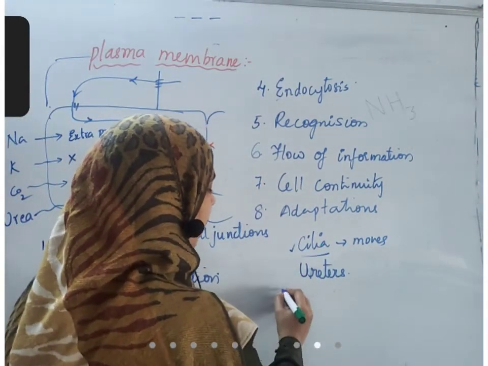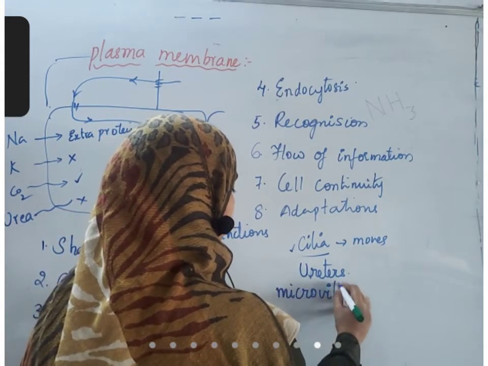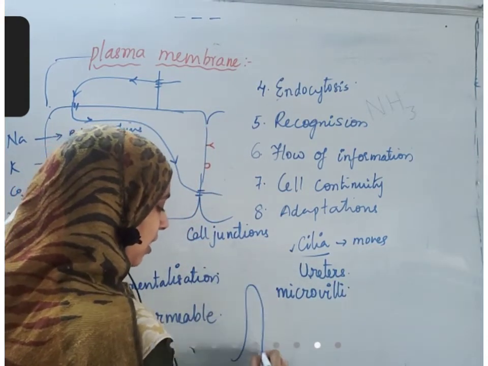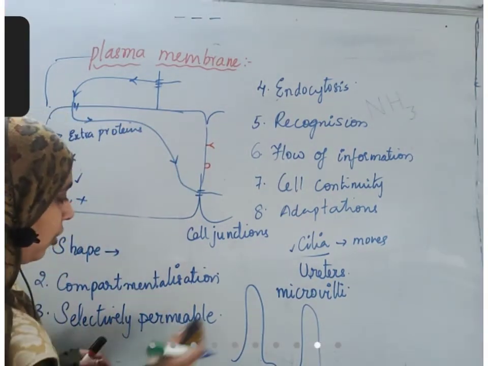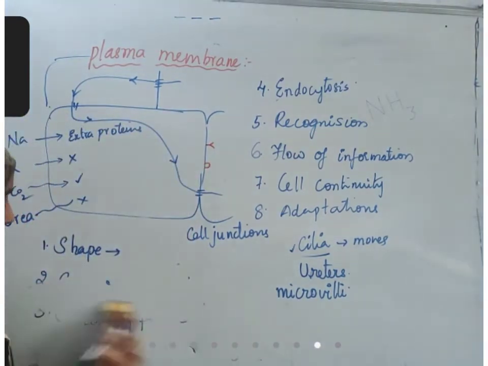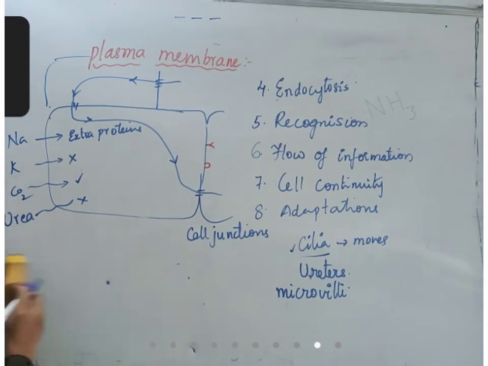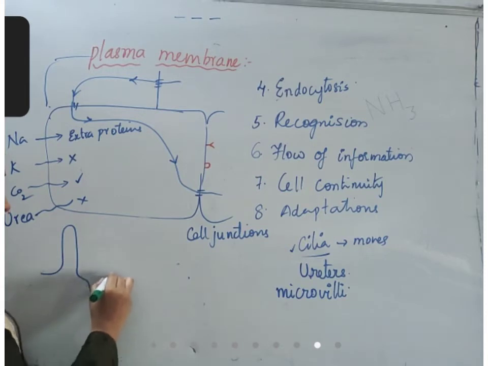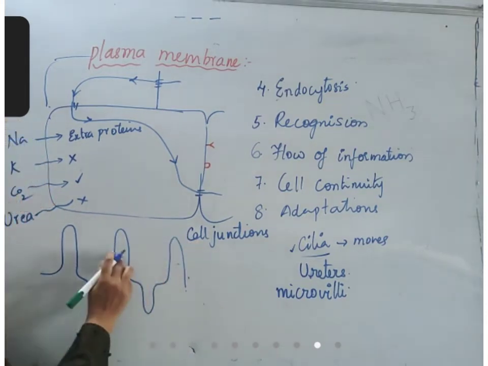You take small intestine. Small intestine has microvilli. Villus is the folds in the small intestine. I'll not draw here, you are not able to see, I'll rub this. These are the folds in small intestine. These are called villus.